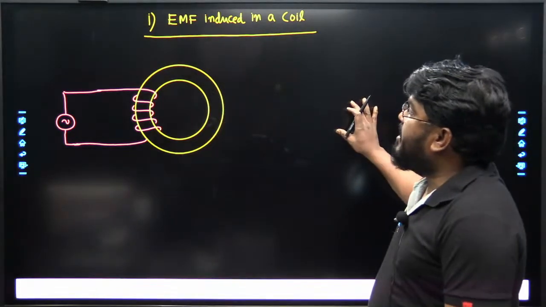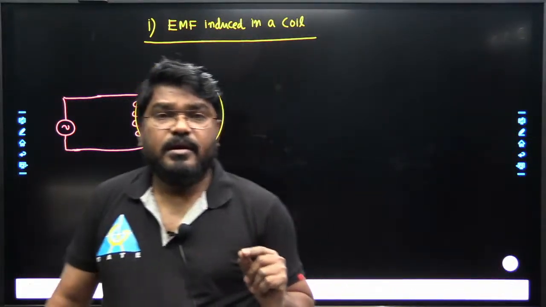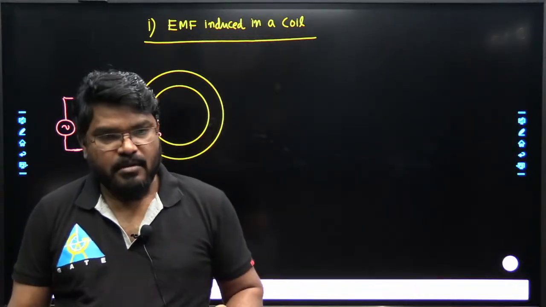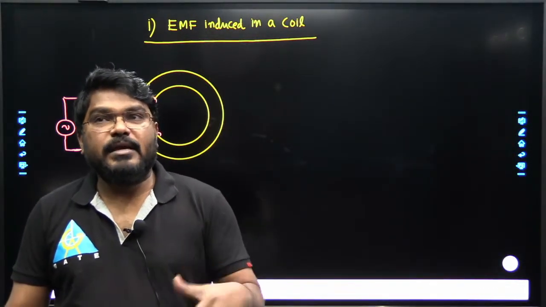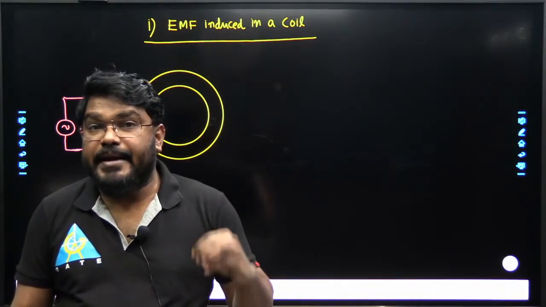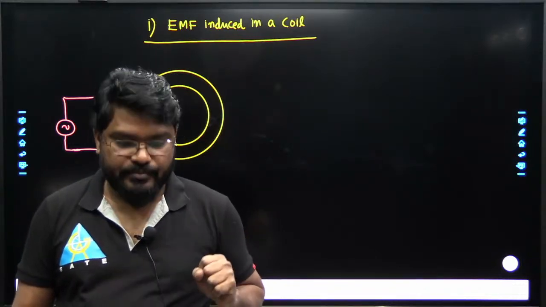How is EMF induced in a coil and how do we find the direction of the induced EMF? I am not talking about transformer winding, that part we will discuss after this point. How does EMF get induced in the coil, and how do we find the direction of the induced EMF, or the polarities of the induced EMF?